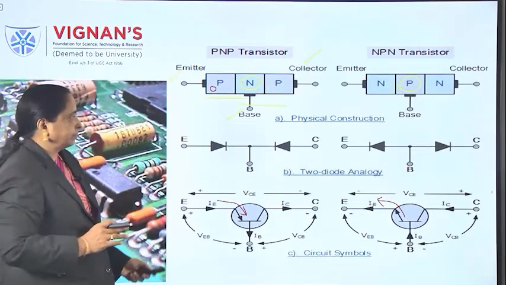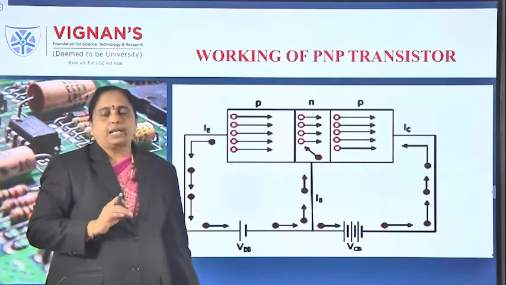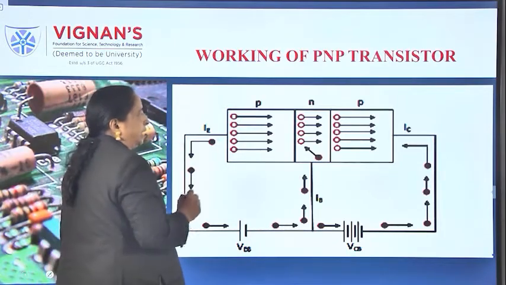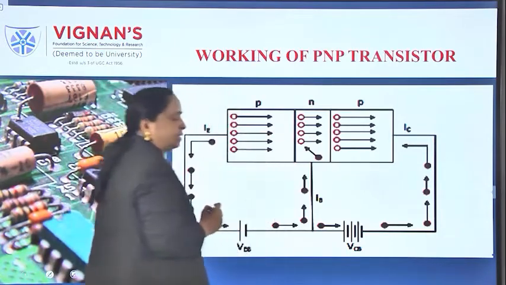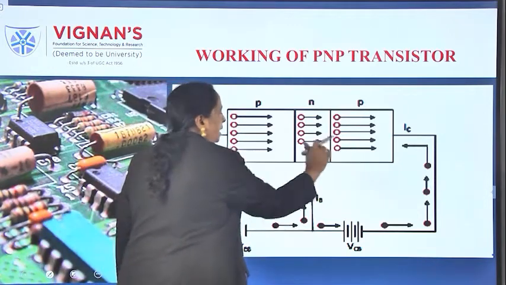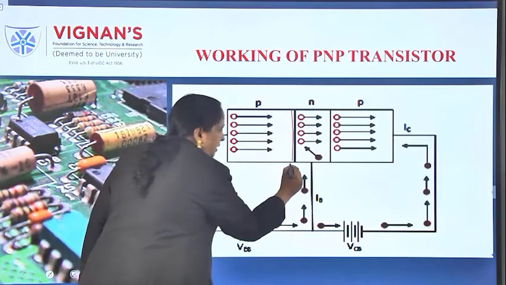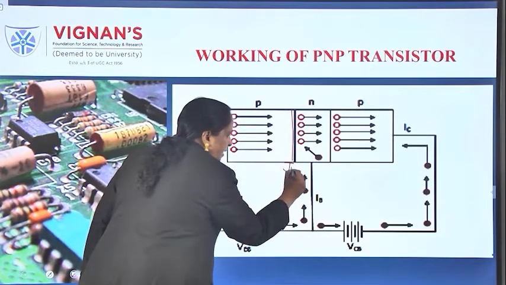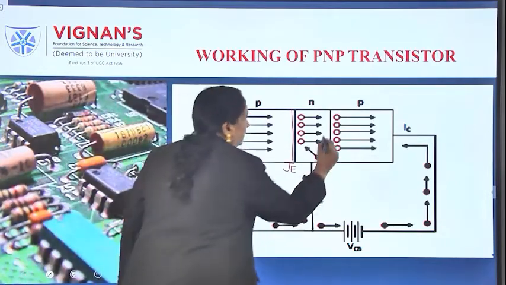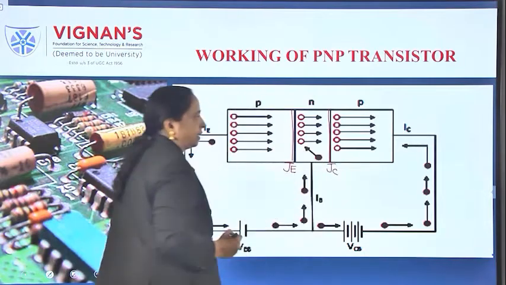Now let us study the working of PNP transistor. Okay, see here, already you know that the PNP transistor means the N material is sandwiched between two P materials and there is a junction between emitter and base. This is known as emitter junction, and there is one more junction between collector and base. This is known as collector junction.